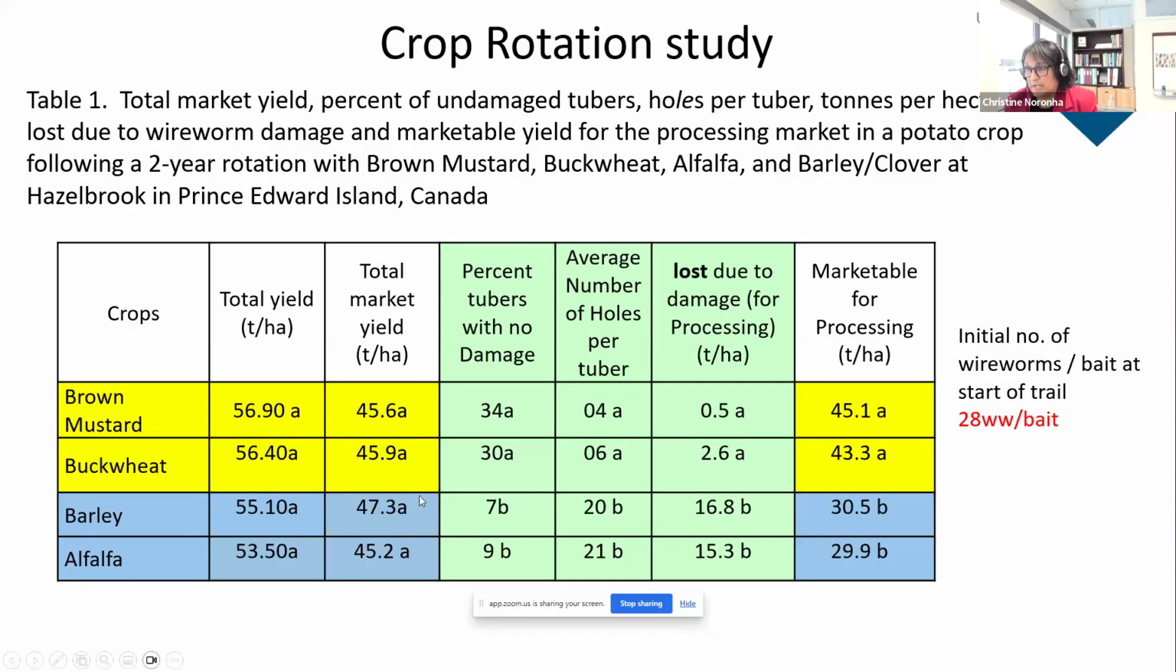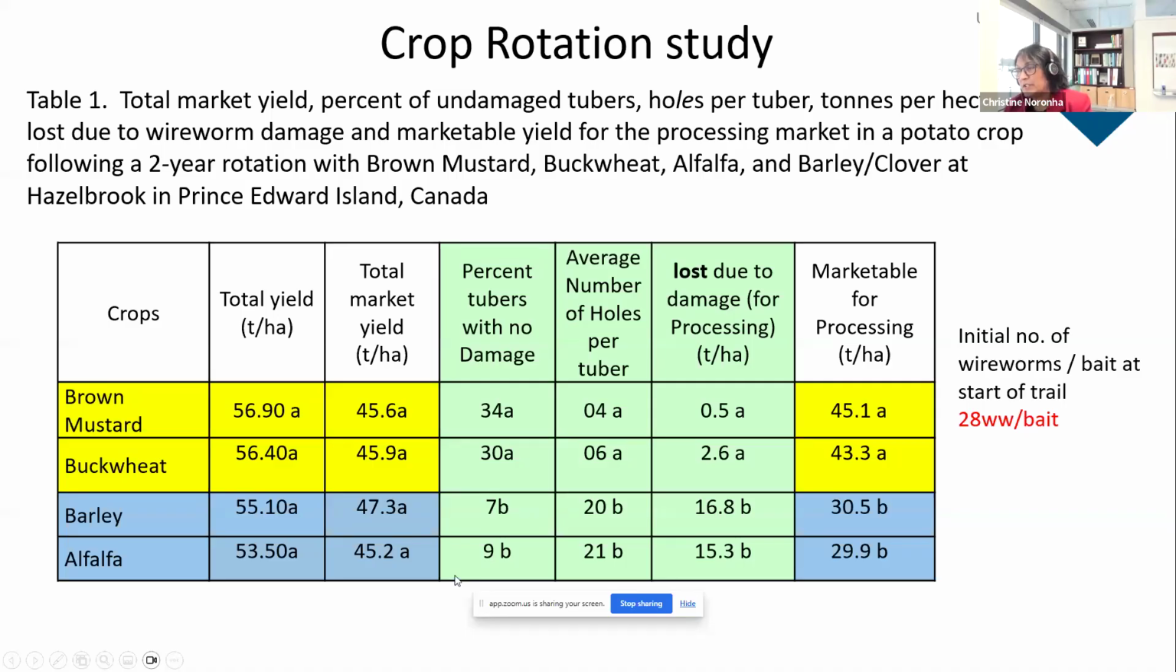And then we looked at market yield. This was just the market, taking out all the little culls, less than 2-inch tubers. That gave us the market yield. And as you can see, there was no significant difference. Following one of the crops, you didn't have more culls or anything like that. We had good market yield, no significant difference.